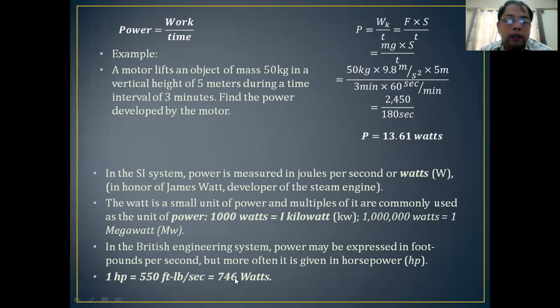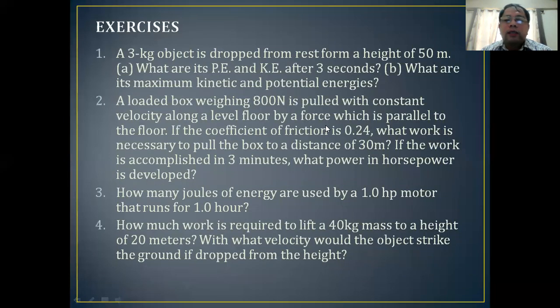Now what's the equivalent of this horsepower? A horsepower is actually 746 point something, or 745 point something, watts. But when we round it off, we can just equate horsepower to 746 watts. And that's the conclusion of our lecture. And here are some things which you can also apply. Maybe we can do this in our future discussions.